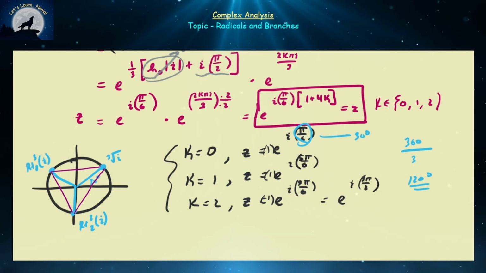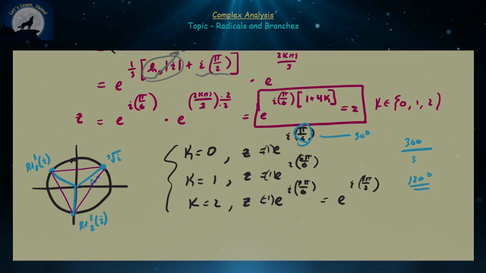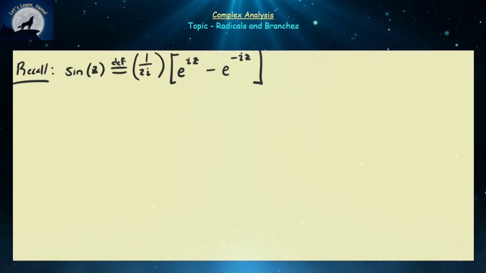So that's how you would solve basic equations of this form, and other exponential equations with natural powers will follow the same exact pattern. So recall from previous discussions that the sine function is defined as 1 over 2i times e to the iz minus e to the minus iz.